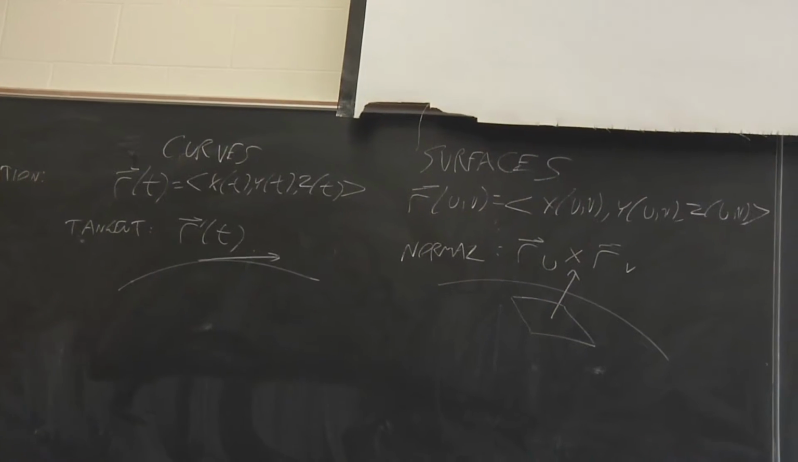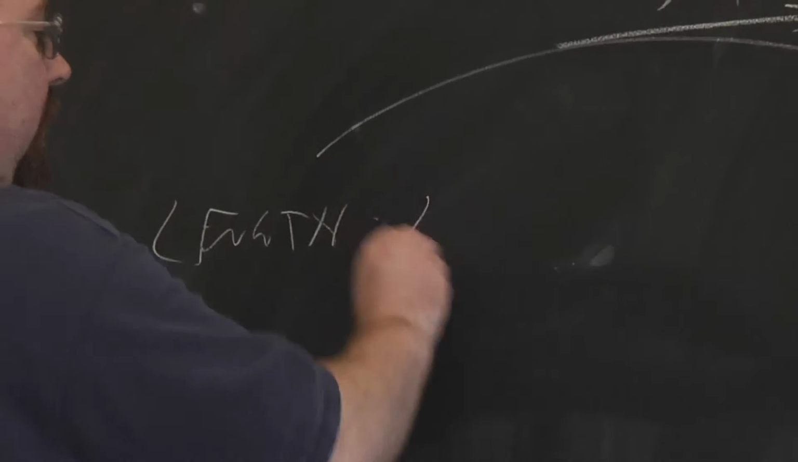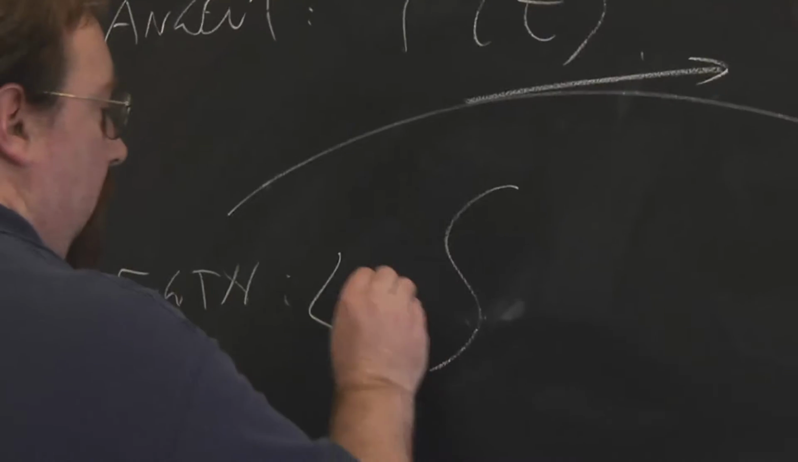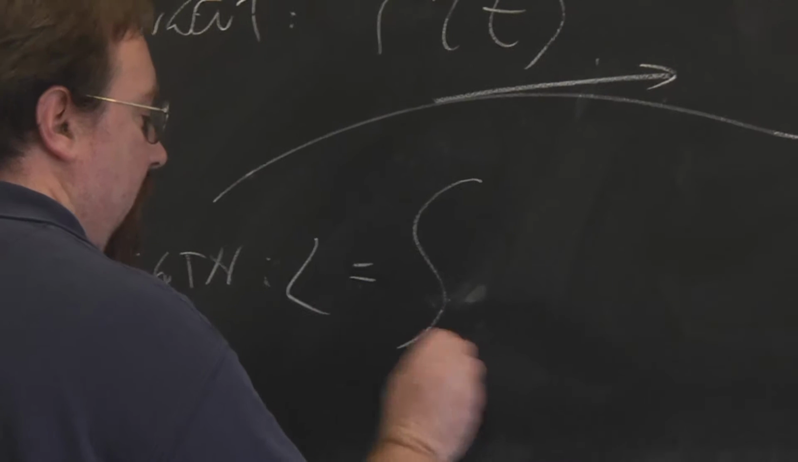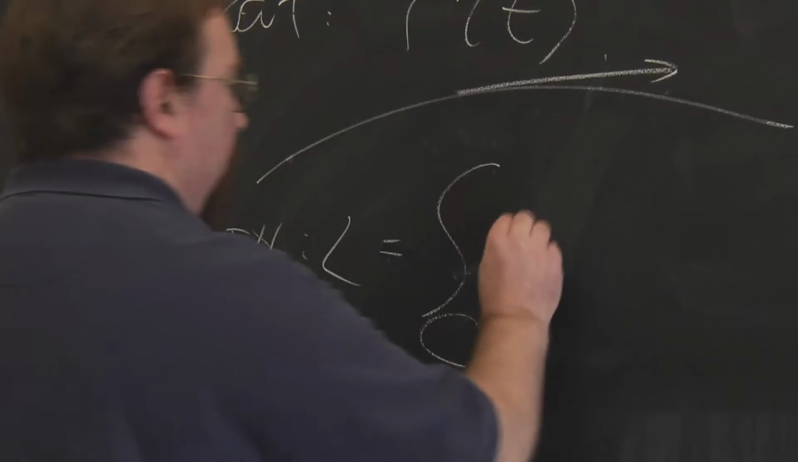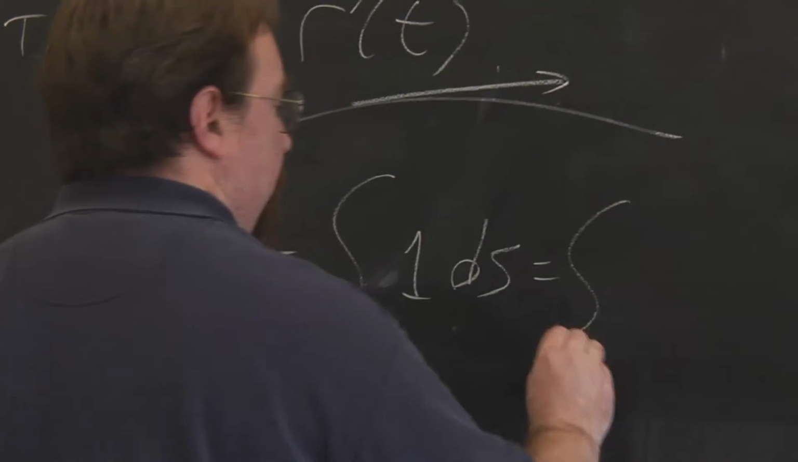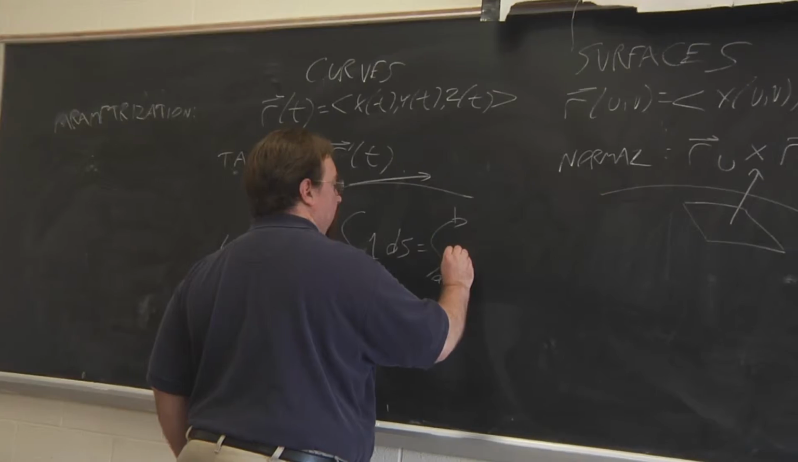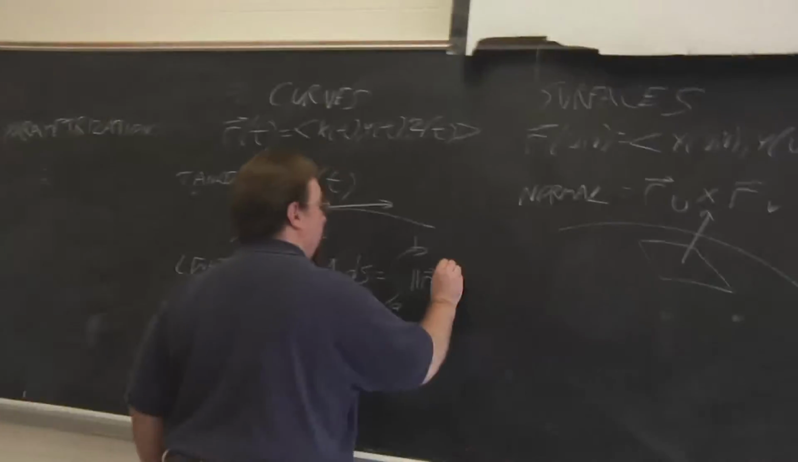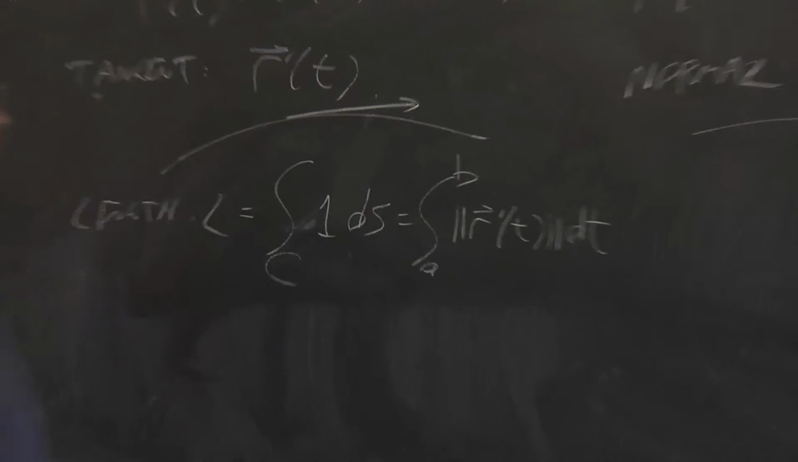Okay. Now, one problem with curves is computing the length, the arc length, and so you know how to do that, or you should. So integrating a function 1 over a curve ds, but the way that translates into parameters is the magnitude of your tangent vector, dt.